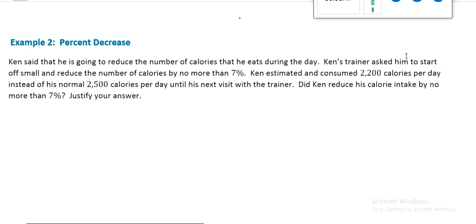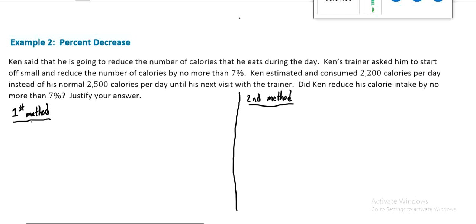Justify your answer. So we got 7%, we got a starting amount of 2,500, and we know that he ended up eating 2,200. Let's see what we can set up here. We're going to do it in two methods, so let's save room for that. First method will be over here on the left. Second method we'll do over here on the right. And we're going to see how we can come up with an answer two different ways.